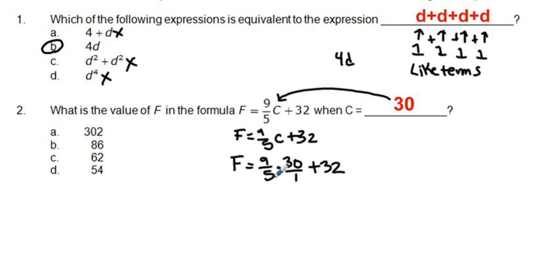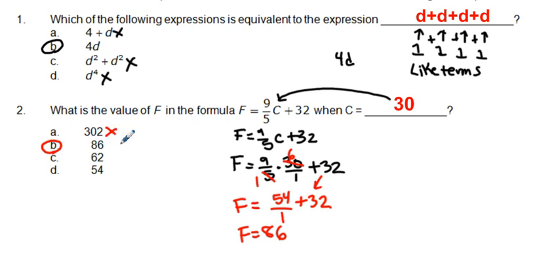And looking at that, we can cross reduce here to make our lives easier. Not between the 9 and the 1, but definitely between the 30 and the 5. 5 goes into 5 once, 5 goes into 30 6 times. 9 times 6, tops times tops, over bottoms times bottoms. And then don't forget this plus 32. 54 plus 32, this is my evaluation work, gives me an answer of the Fahrenheit temperature is 86 degrees. And that brings us to B as our best answer.